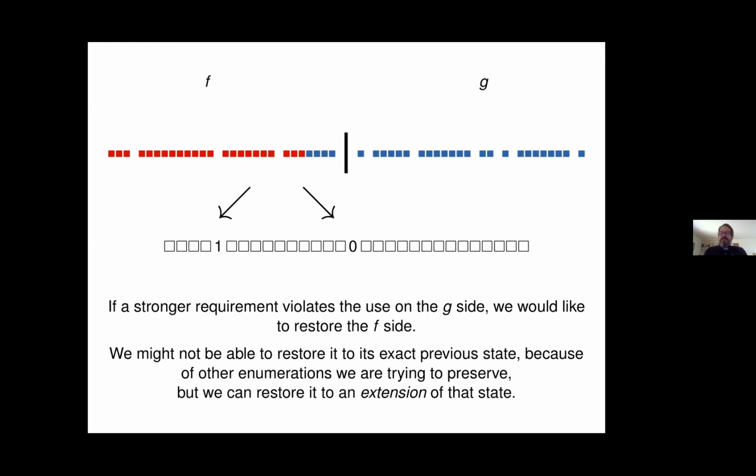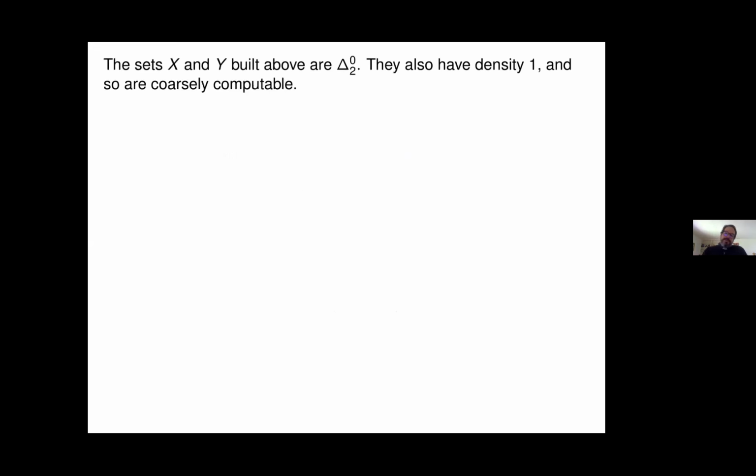Okay, so that gives you a construction of a minimal pair. I was happy to get it, but as I said, there are some things about this, right? So one thing is the sets X and Y built are pretty special. They're delta 2. They also have density 1, which means in particular they're coarsely computable, right? Because anything of density 1 is coarsely computable, because the full natural numbers are a description of any set of density 1, so trivially coarsely computable. So that's kind of special.